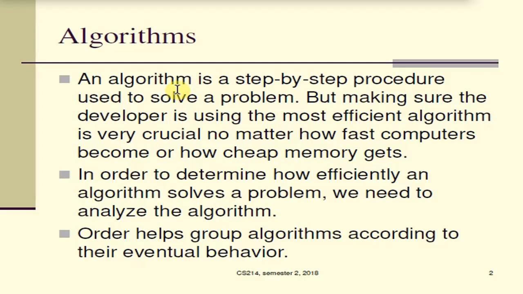So for example, if our task is to find a particular student ID in a list of many student IDs, there can be many algorithms or many approaches to finding that student ID, right? So how do we choose the right or the best algorithm for that?